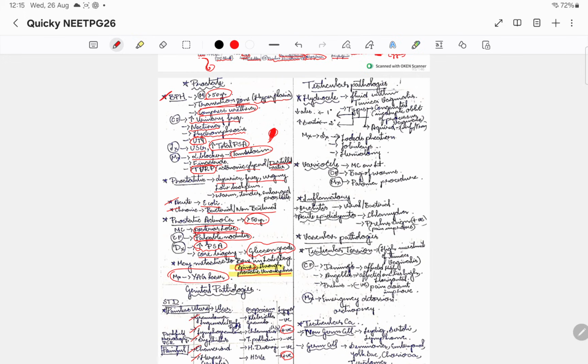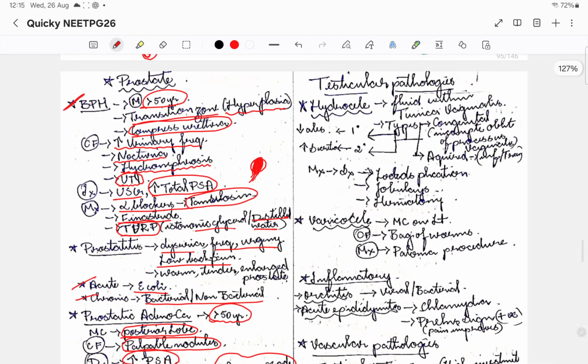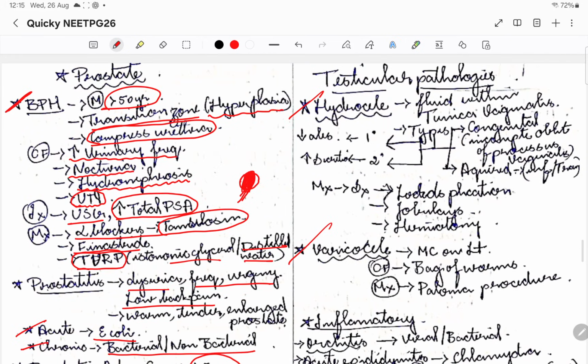So now coming back to the testicular pathologies, one by one we'll discuss the hydrocele and varicocele. Okay, our final year exams, right? So hydrocele is basically the fluid within the tunica vaginalis. Here I am just revising you, you probably would have forgotten. So the primary and secondary types will be there, and the congenital and acquired. These are the classifications that we can do.